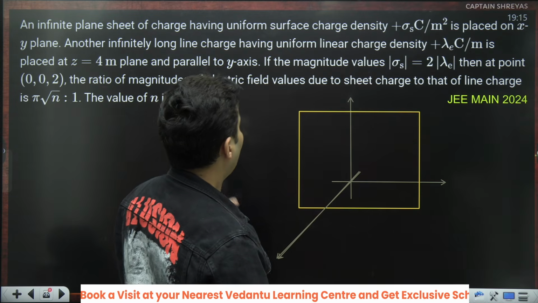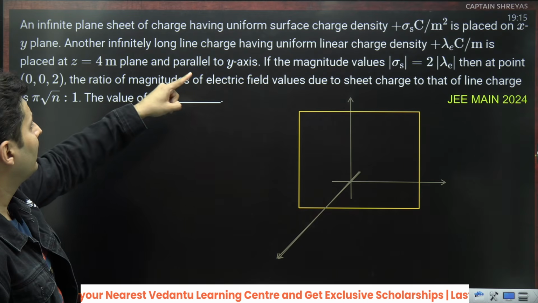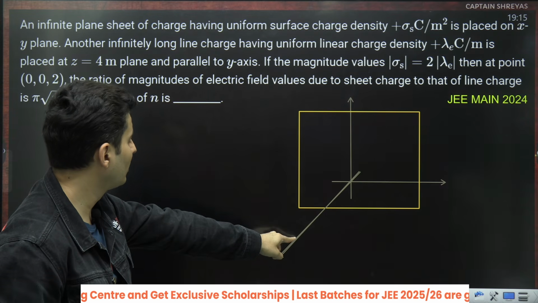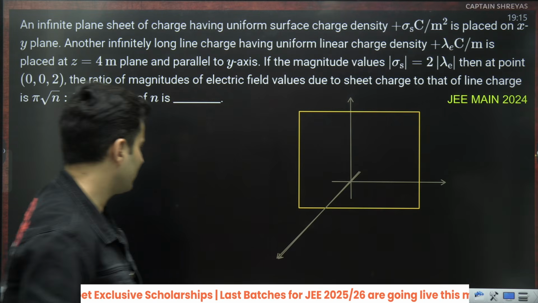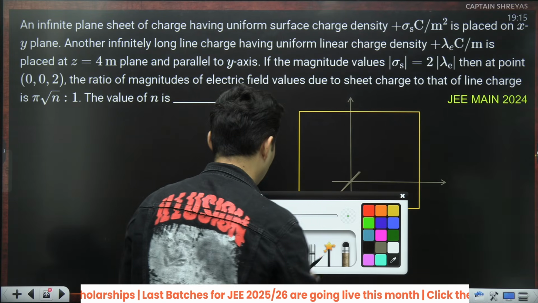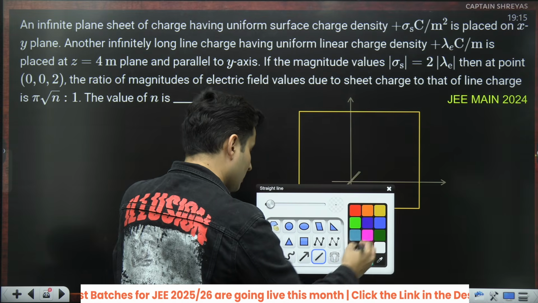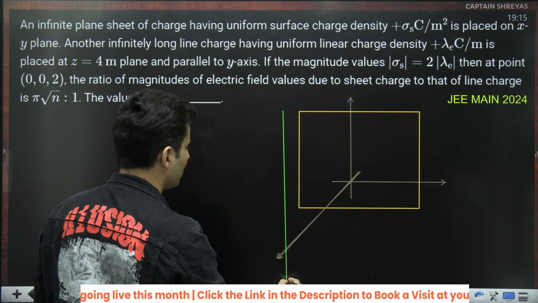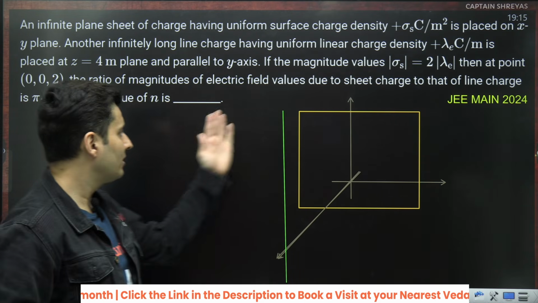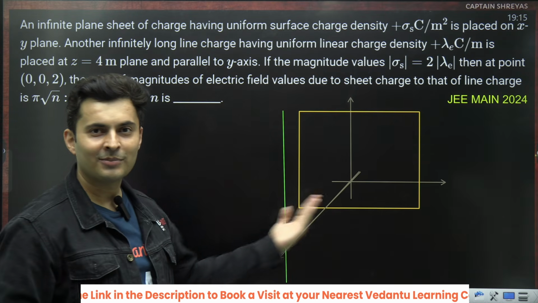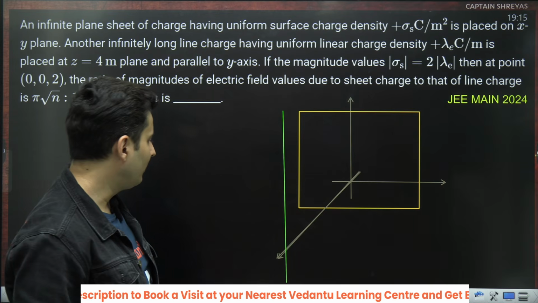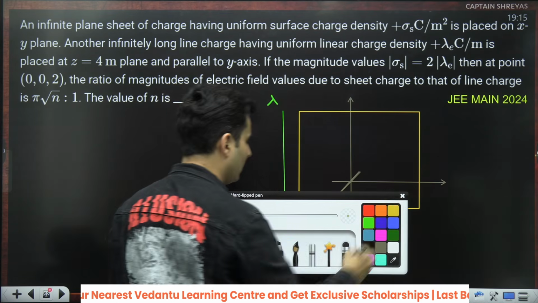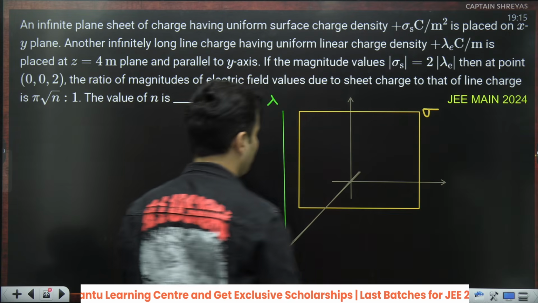And another long wire is placed at z equal to 4. Z is this axis. Z equal to 4 will be somewhere here, parallel to the Y axis. So our other wire is like this, maybe somewhere over here. So this is that wire. Again, imagine there is a long wire in front of a large sheet. Are you able to visualize that in 3 dimensions? This is our long wire having charge density lambda. This is having charge density sigma.